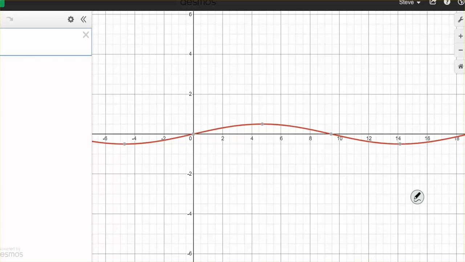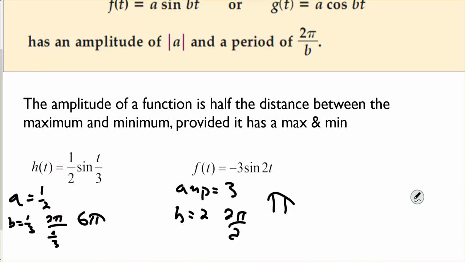So I'd like you to try to, you can pause the video, and I'd like you to use Desmos and take a look at -3 sine 2x and see what happens. I wonder what happens because of that negative. And I'll see you here in a second.